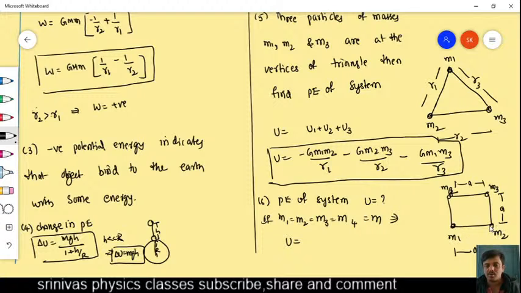See, M1 M2 one combination, M2 M3 one combination, M3 M4 one combination, M4 M1 one combination, and diagonally also we will get two distinguished combinations. M1 M3 combination has not come, M2 M4 combination has not come. That means in total we will get six combinations. We write here like this: u1 plus u2 plus u3 plus u4 plus u5 plus u6. I am leaving it for you to find the potential energy of that system. Will you find it, students?